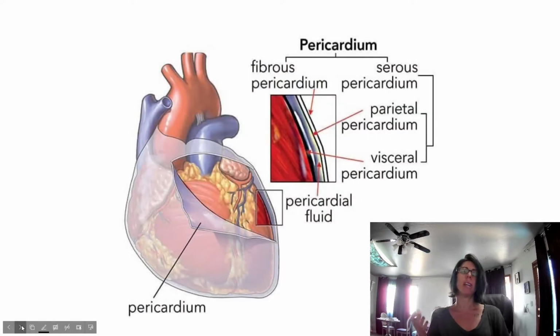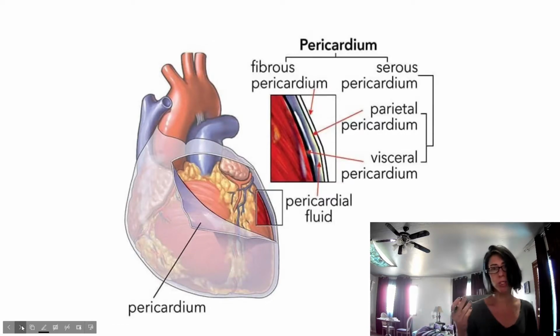Now, your heart has been beating since before you were born, and it never gets a rest. That would create a lot of friction and inflammation if it weren't for what's known as the pericardium. The pericardium is a serous membrane, also known as a serosa.